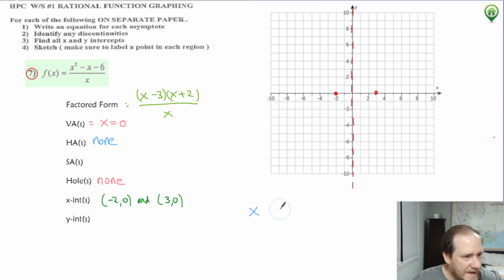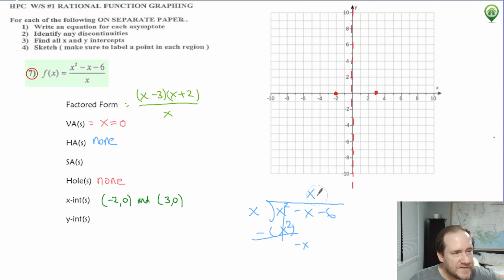We're just dividing x into x squared minus x minus 6. So this should be pretty straightforward math, I would think. X squared divided by x is x, so I get an x. I multiply it through. I only get x squared, so I go to subtract, and I get nothing. But then I would drop down the negative x, and I'd say, how many times does x divide into that? It divides in -1 times. So you multiply, you get x times -1.